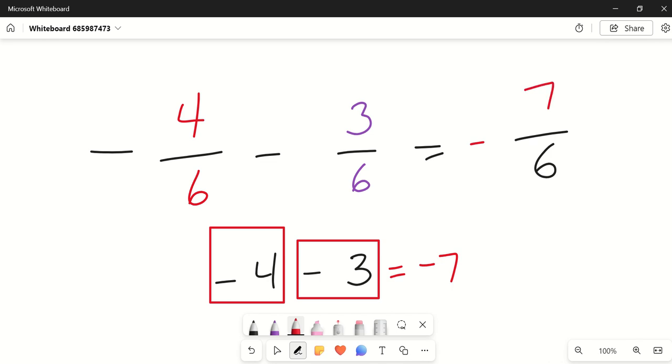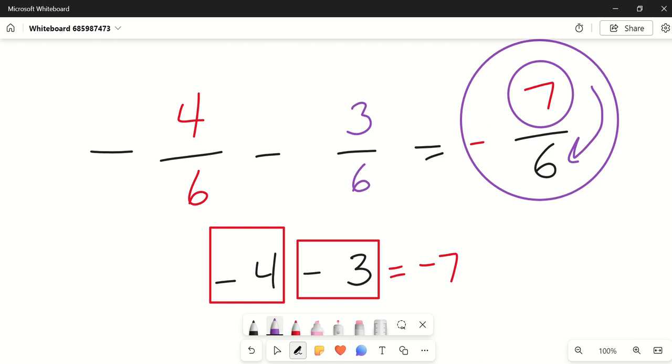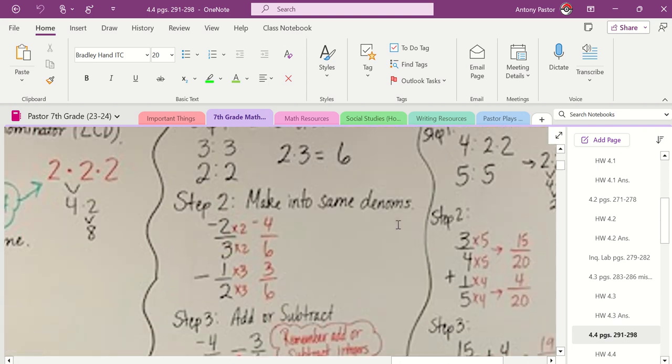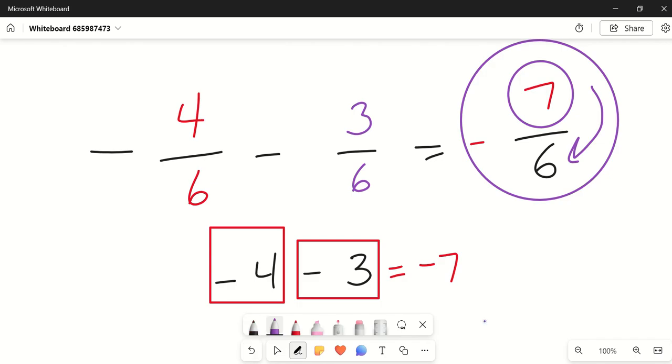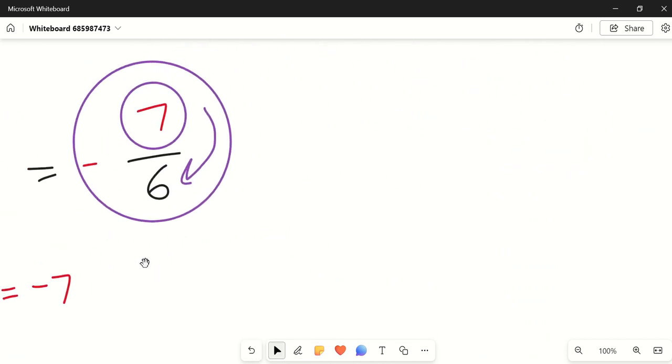Negative 7/6. This is the first part where we're going to see something called an improper fraction. When your numerator is larger than your denominator, you have an improper fraction. Now, looking over here, we have negative 7/6, just like we said, and we're going to simplify. In order to simplify an improper fraction, we do numerator divided by denominator. Negative 7/6. So we're going to do 7 divided by 6.